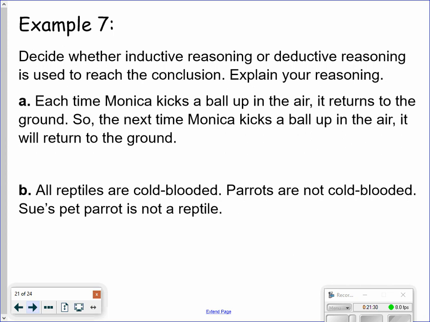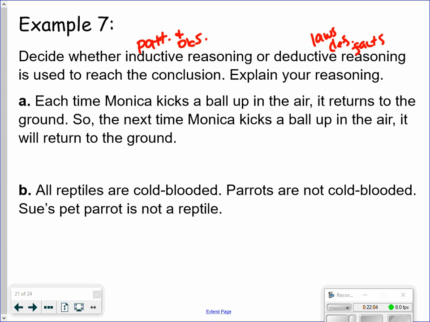It says decide whether inductive, okay, remember these are patterns and observations, not objectives. Observations. And then you've got deductive reasoning. These are laws, definitions, facts. Is used to reach the conclusion. So decide whether inductive or deductive reasoning is used to reach the conclusion.